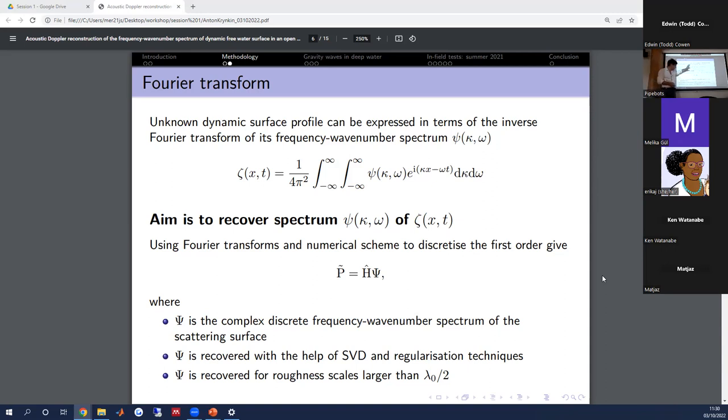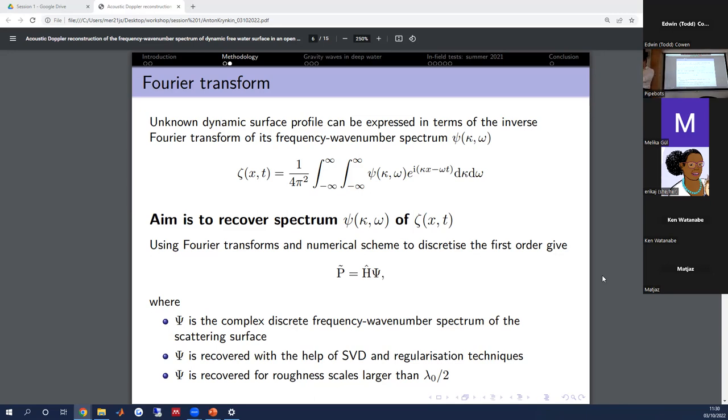Then they digitize this integral and present it as a matrix, which is a multiplication of this kernel matrix over there and this function psi here. This is known, but this is unknown. This is the one we want to find. If we find this matrix, we should be able to reconstruct the surface very well. But not only reconstruct the surface, we should be able to reconstruct the evolution of the surface in time.